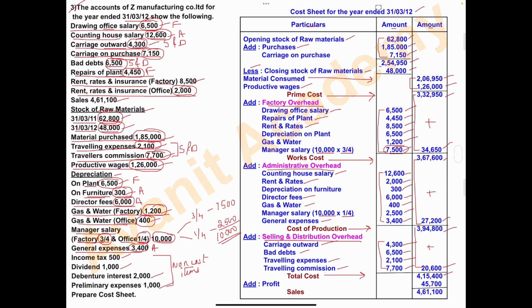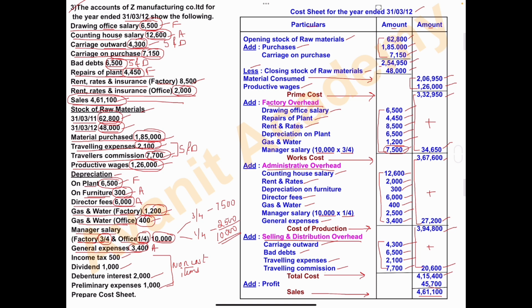So in every problem, they have to give information related to either profit or sales. In this problem, they have given information related to sales. After rent and rates, there is a sales item. Sales is 4,61,100. So right here, sales 4,61,100. To get the profit amount, what do we have to do?